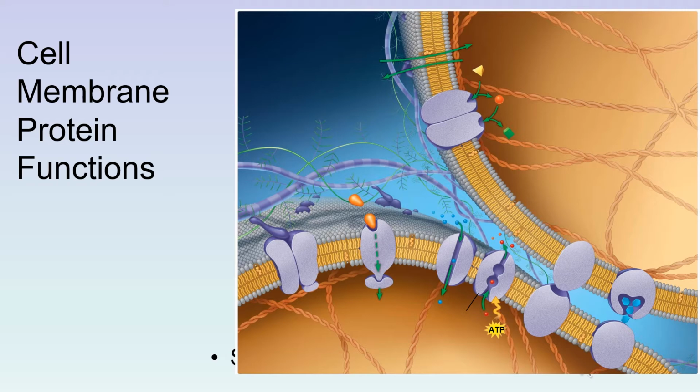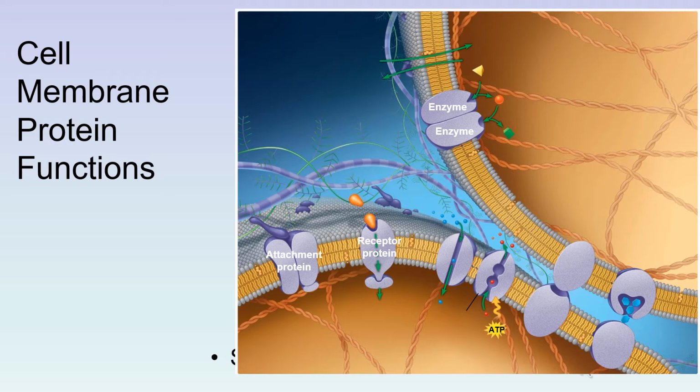Cell membrane proteins have various functions. Proteins embedded in a cell membrane can function as enzymes, catalyzing reactions. Attachment proteins can secure the cell to the extracellular matrix, basically just a scaffolding of proteins. Receptor proteins are important on cells like neurons and muscle cells that receive signals from other neurons.